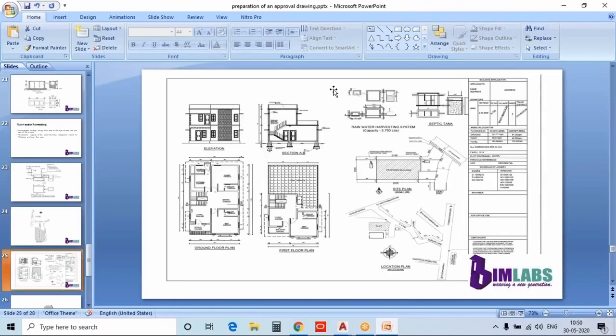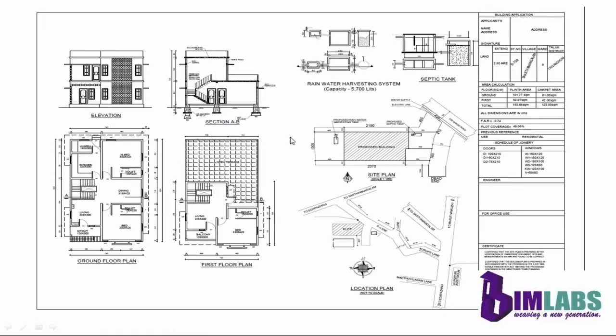Then you have to arrange that on a sheet like this. Here you can see this is a sample of an approval drawing. And here you can see this is the ground floor plan, and this is the first floor plan, and on the above portion you can see a section, and on top you can see a building front elevation, and here you can see a location plan of the building.